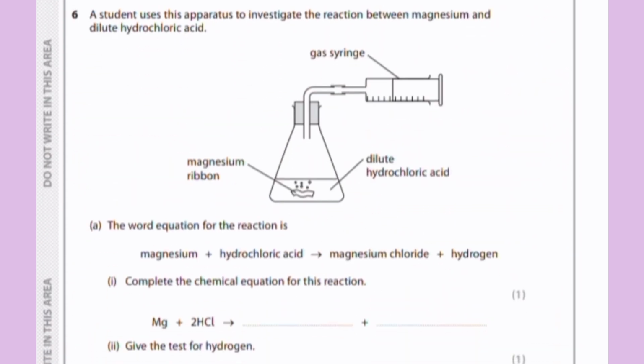Question 6. A student uses this apparatus to investigate the reaction between magnesium and dilute hydrochloric acid. A. The word equation for the reaction is magnesium plus hydrochloric acid produces magnesium chloride plus hydrogen. Part 1. Complete the chemical equation for this reaction. In this question, they have already shown us Mg plus 2HCl. The Mg displaces the hydrogen in HCl, so it forms MgCl.